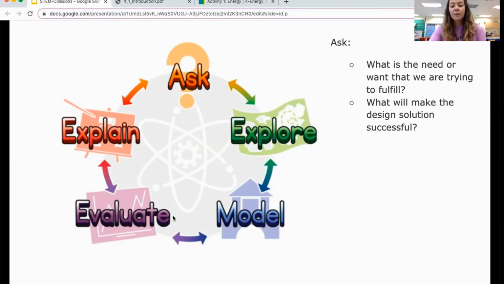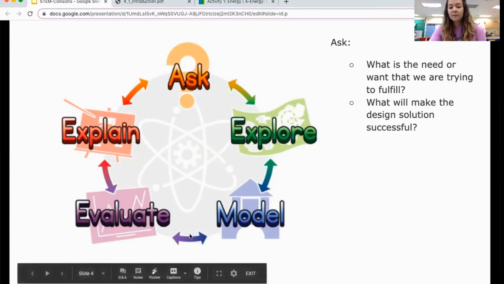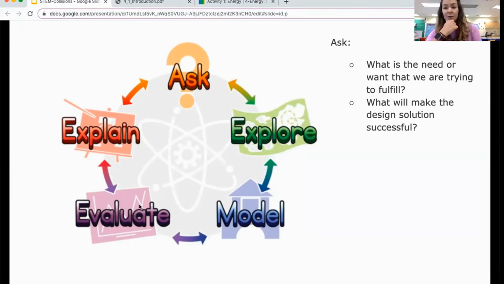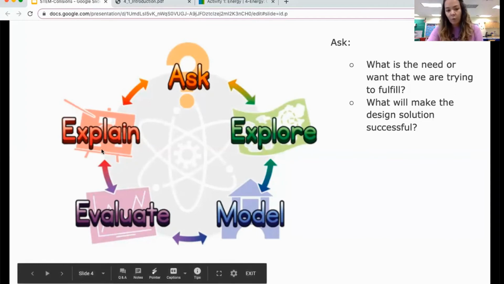And then after that, we have the evaluate step. Now, sometimes you'll see here this arrow goes back and forth. Sometimes you evaluate your project after you're done and you realize maybe it's not the best, or maybe it was awesome. And at this step, you can decide if you want to keep going forward or if maybe there's something about your plan you want to change.